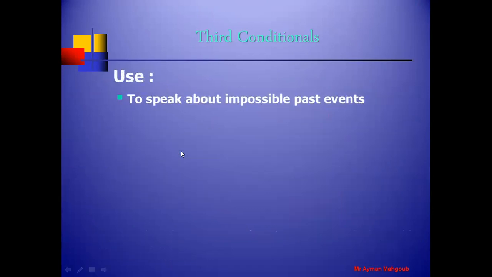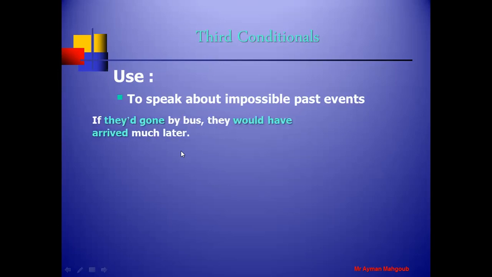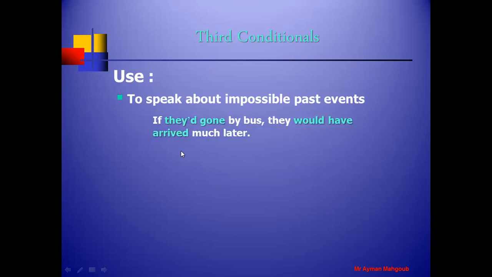The third conditional usage, number one, to speak about impossible past events. Impossible. Why impossible? Because it's past. Okay? Not impossible in itself like the second conditional. In the second conditional I would say if I were you. It's impossible to be you. So it is impossible in itself. But in the third conditional it's impossible because it's past.